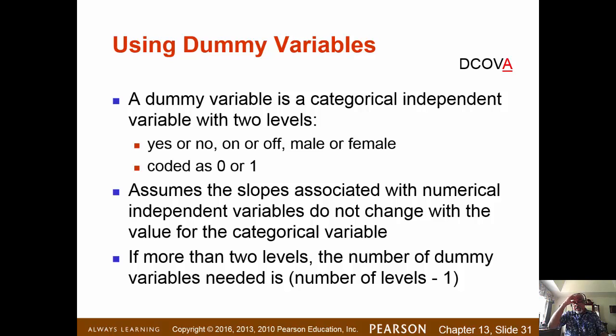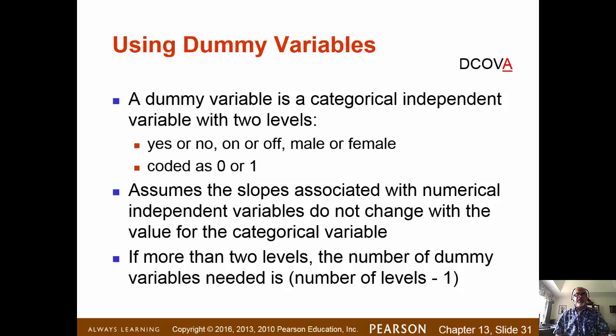The next topic is dummy variables. Dummy variables is the concept that we use to consider a categorical variable as an independent variable. A categorical variable is one where we have values that identify the category to which an observation belongs.